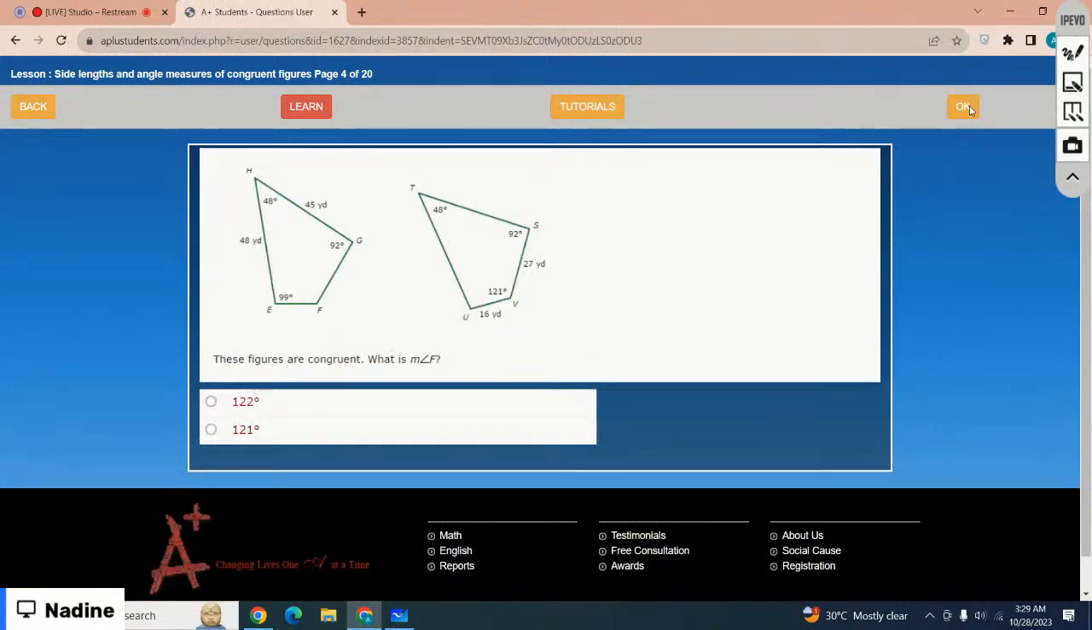These figures are congruent. What is angle F? If they are congruent, then all the angles are congruent, right? So angle F is congruent to angle V, and angle V is 121. That means angle F is also equal to 121. So the correct option is 121 degrees.